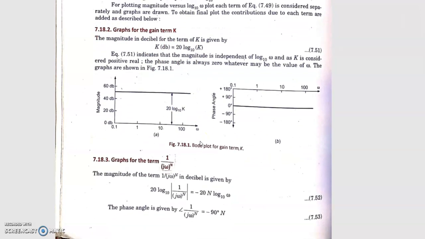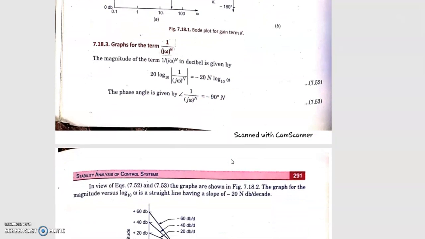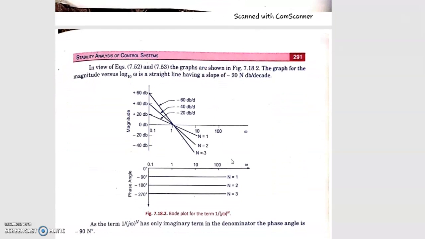Now comes the next term, we have to find the graph for the term 1 upon j omega raised to power n. So we have to find the magnitude. It will be 20 log of the modulus of 1 upon (j omega) raised to power n, so it will be minus 20 n log omega, and the angle will be minus 90 n. Clear?